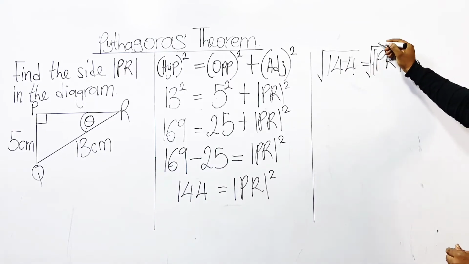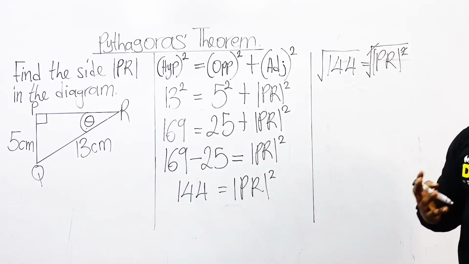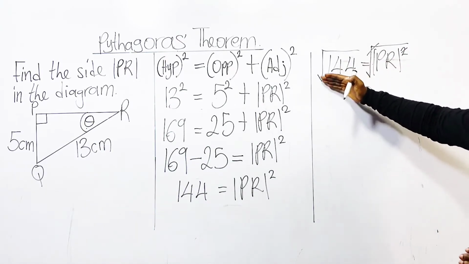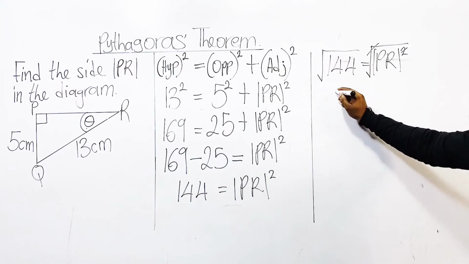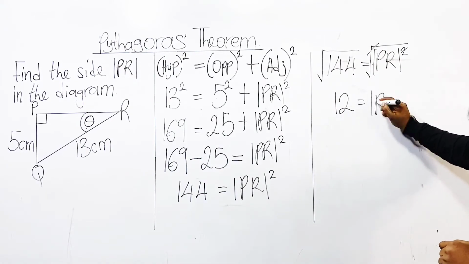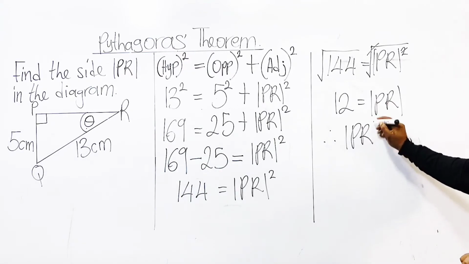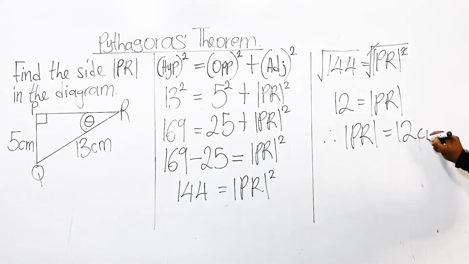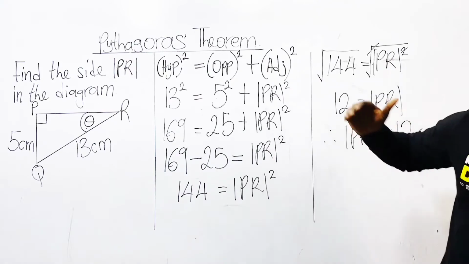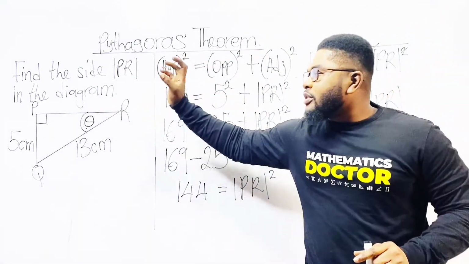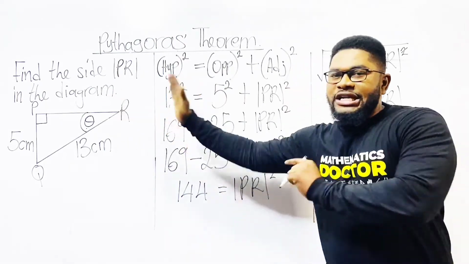Now what does it do? The square root will cancel the square, and that is mathematical. So once it cancels, there will be no square root. But here, it is a constant number, so the square root of 144 will give us 12. It's equal to PR. So we can now conclude that, therefore, the length PR is equal to 12 centimeters. The unit is centimeters because that is what is in the diagram. So we've used the Pythagoras theorem to solve the length called PR in this diagram.